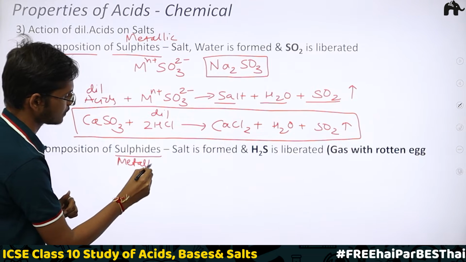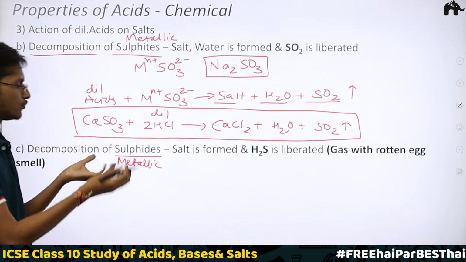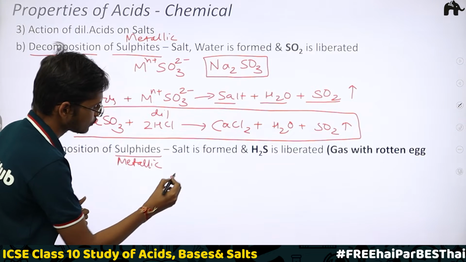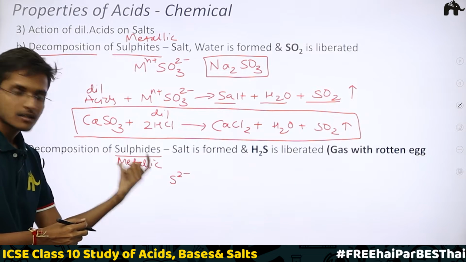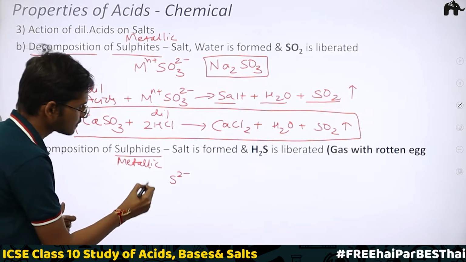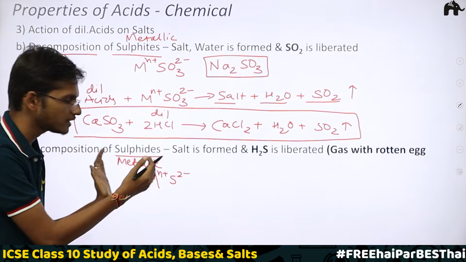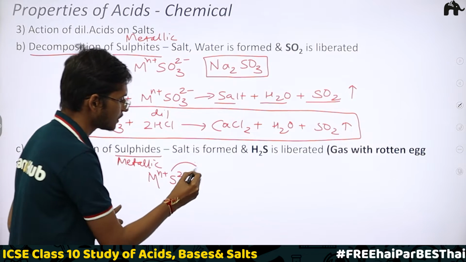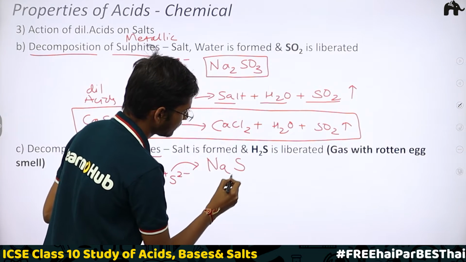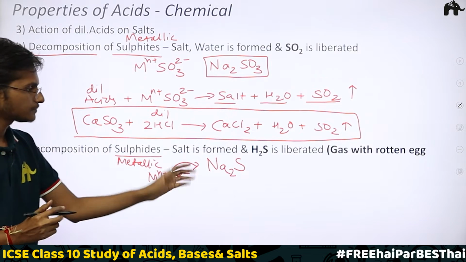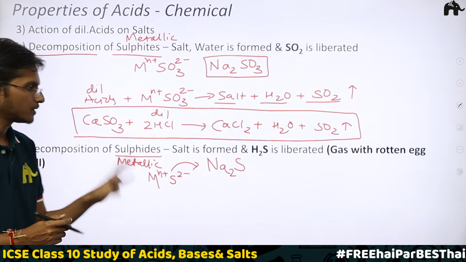Now moving ahead, the action of dilute acids on metallic sulfides. Okay, now what are these metallic sulfides? Same way, now you would be knowing sulfides. Okay, they are having S2 minus ion. Okay, sulfide salts. Now metallic sulfides means there would be a metallic ion along with a sulfide ion. It would combine and form metallic sulfide. For example, I would write here sodium sulfide. Okay, Na2S. Okay, now you know how to write the compound formula, I hope.